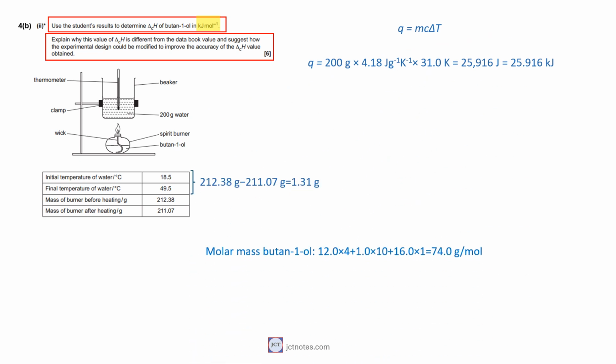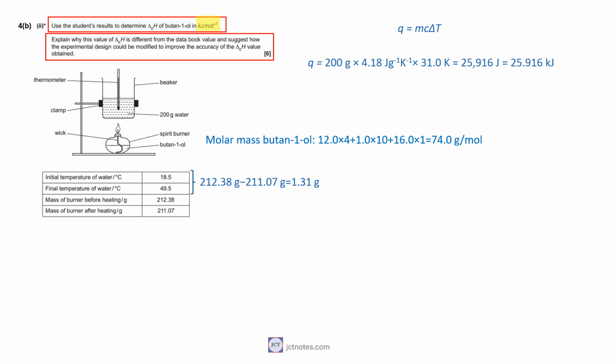The mass of butan-1-ol consumed is 1.31 grams. Using the molar mass of butan-1-ol as 74.0 grams per mole, we obtain that 1.31 grams is 0.0177 moles of butan-1-ol.